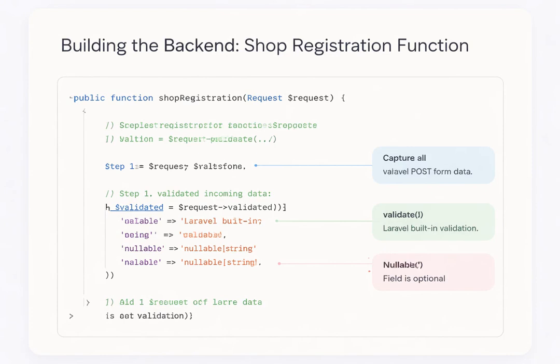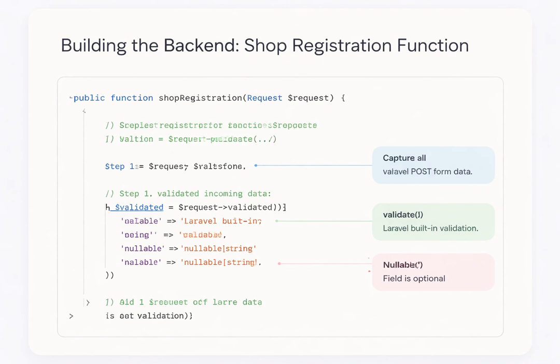While the AI is still generating the front-end design, the instructor switches over to building the back-end, specifically the shop registration function. This is a great parallel workflow. Let the AI work on the front end while you manually write the back-end logic. The function is called shop registration, and it accepts a request object as its parameter. The request object is Laravel's way of capturing everything that was submitted through the form, all the post data.